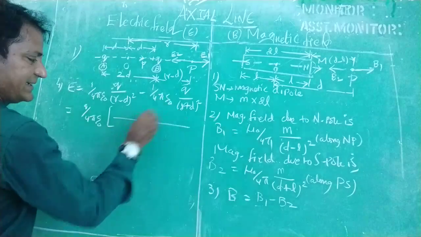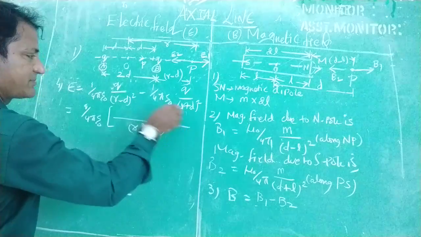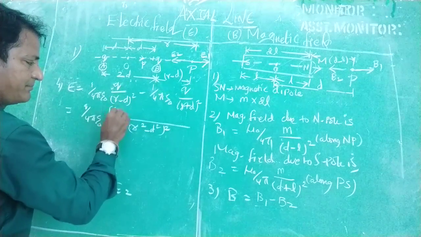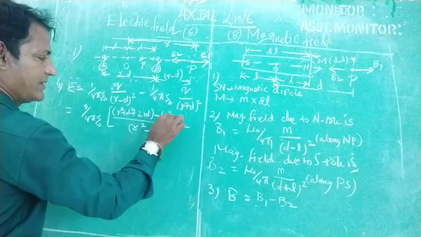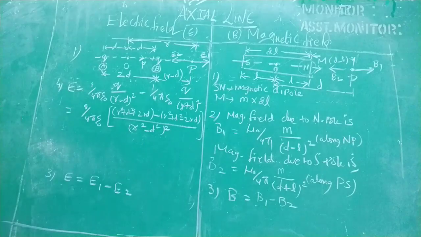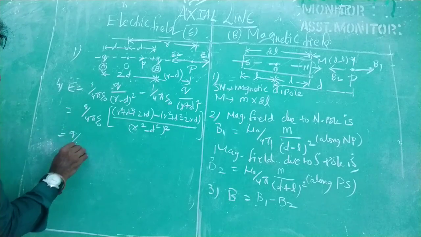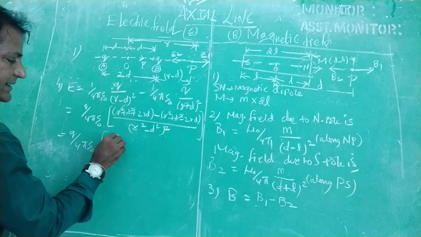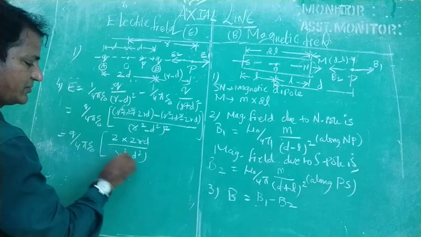I'm taking the LCM of this, (r square minus d square) the whole square, cross multiplying and expanding, so r square plus d square plus 2rd minus r square plus d square minus 2rd. Again q by 4 pi epsilon naught, cancelling, I get 2 times 2rd by (r square minus d square) the whole square.